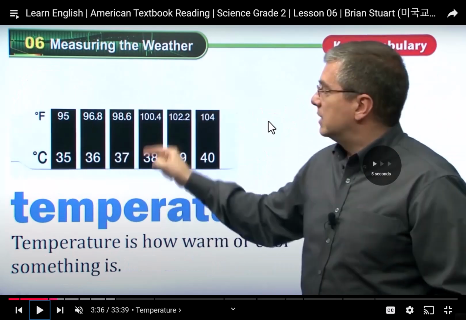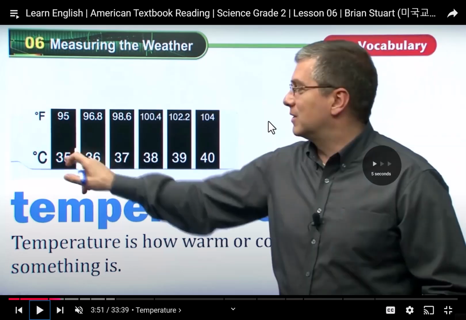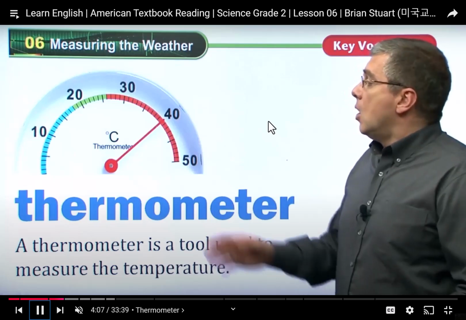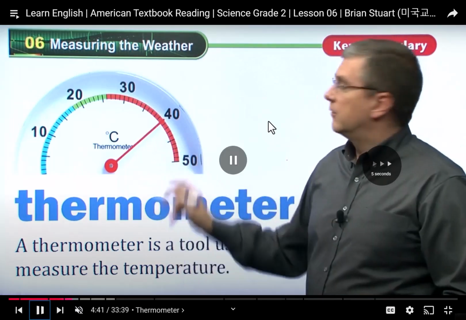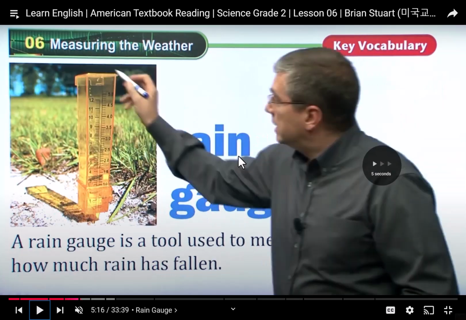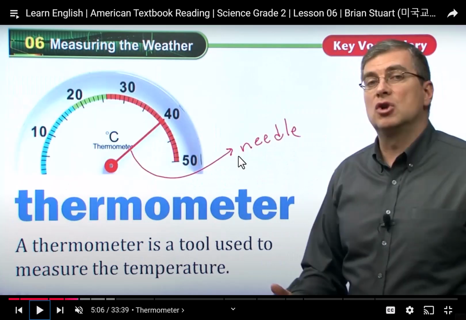Temperature. Temperature is how warm or cool something is. Thermometer. A thermometer is a tool used to measure the temperature. This is a needle. It will tell us the temperature is now.